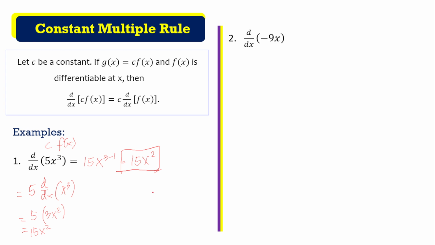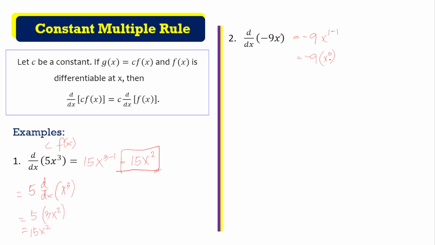Right? So another example. What is the derivative of negative 9x? We know that the exponent of x is 1. So 1 times negative 9 is just negative 9, right? Then subtract 1 from the exponent 1. That gives us negative 9 x to the 0.